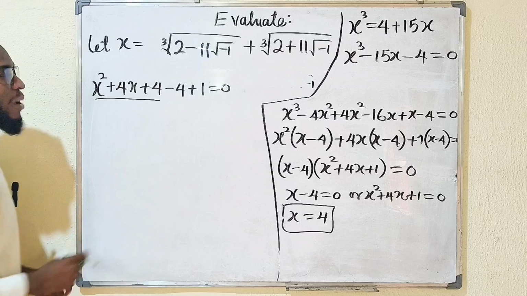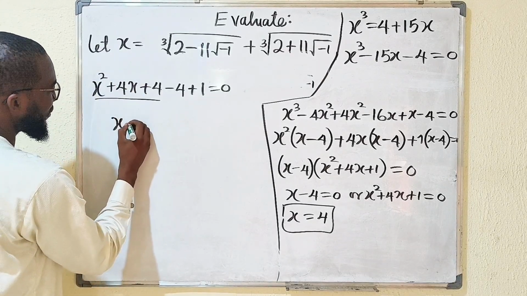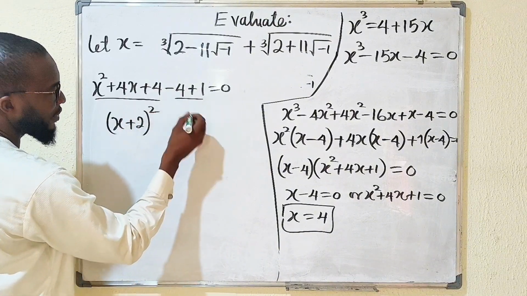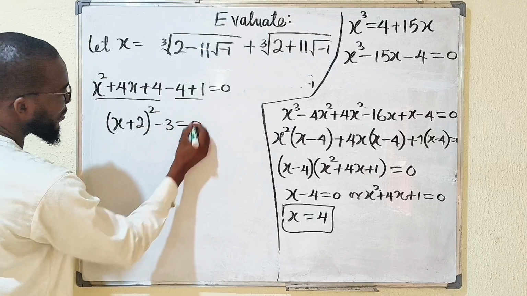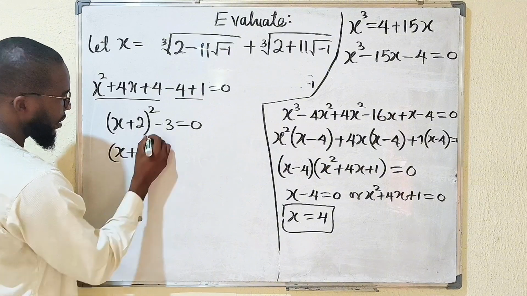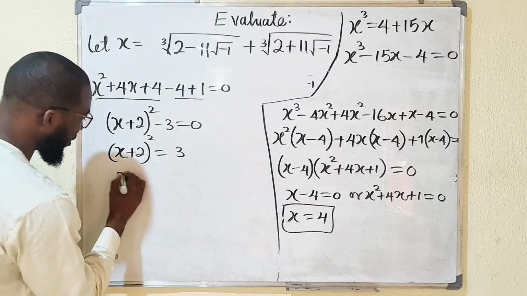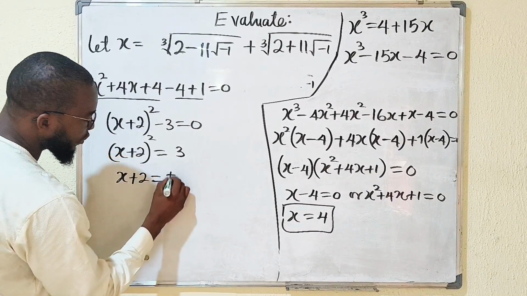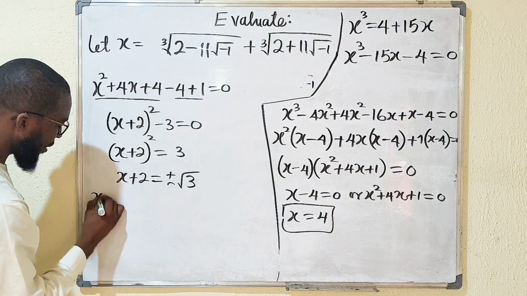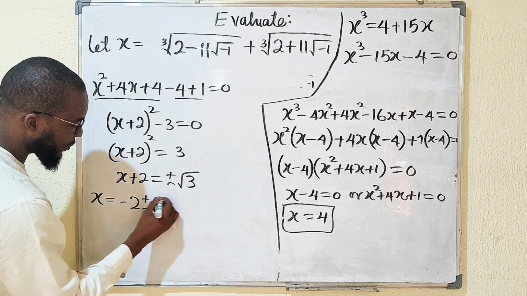So the first 3 terms can be factorized because this is a perfect squared quadratic expression, which is just x plus half of this, which is 2, whole squared. But these two other terms become negative 3. This is equal to 0. Take negative 3 to the other side. We have x plus 2 squared equals 3. Then you take square root of both sides. You have x plus 2 equal to plus or minus the square root of 3. Then finally take 2 to the other side. We have x equals negative 2 plus or minus the square root of 3.